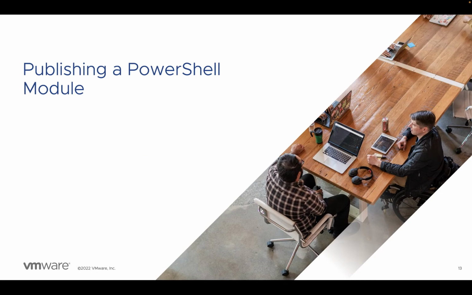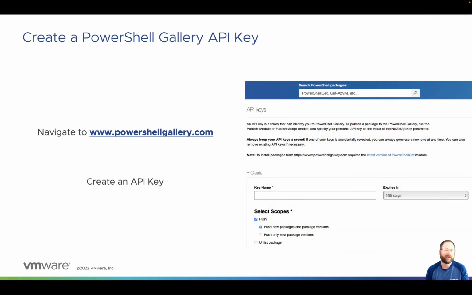The next step, what we actually have to do is publish the PowerShell module. In order to do that, you'll have to log into the PowerShell Gallery and create an account. Once you go to your account, you have the ability to create an API key. And this API key will be created with specific scopes. You can push new packages, push only updates, you can remove packages, and then you can also set the expiration time.